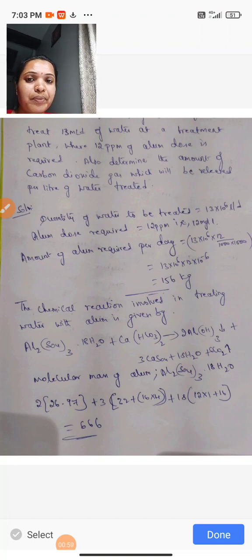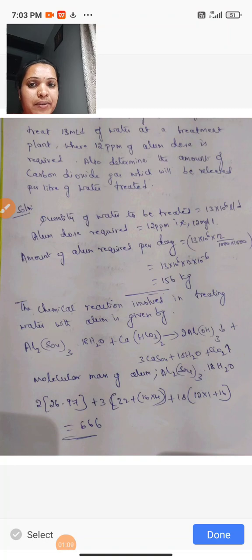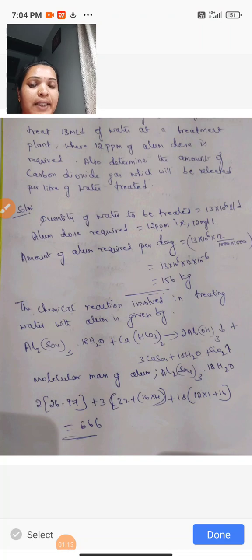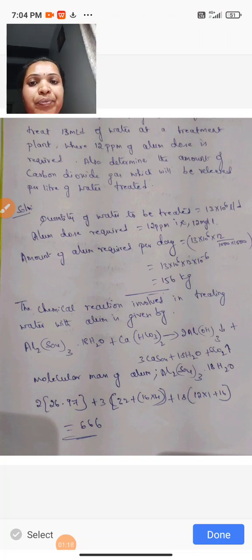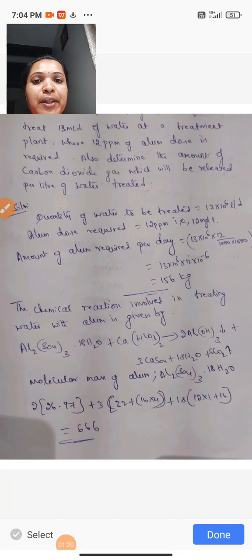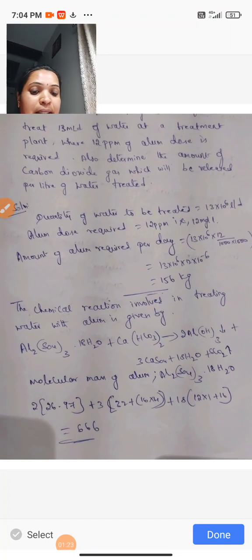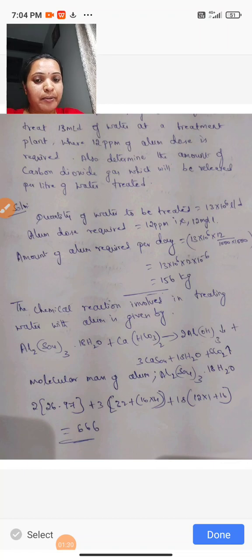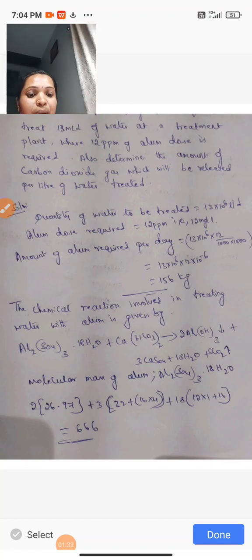Determine the quantity of alum which is required to treat 13 MLD of water at a treatment plant. So the problem given is to treat 13 MLD of water at a treatment plant where a 12 ppm alum dose is required.